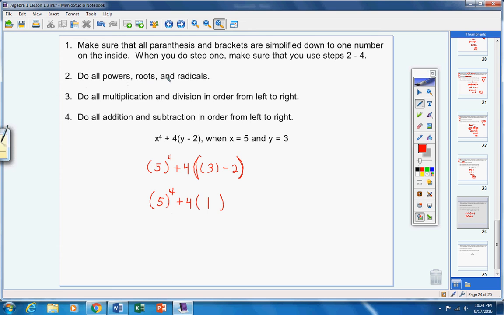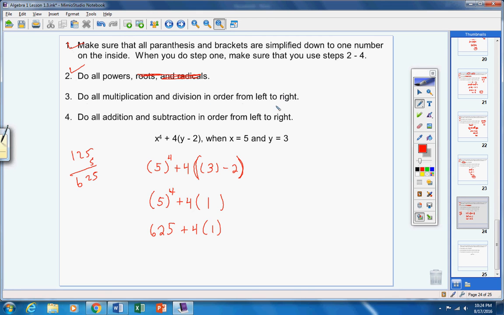Step 2, do all powers, roots, and radicals, and absolute values. We're going to do all exponents. Where's an exponent? Right here, 5 to the 4th power, okay? Let's see, what would that be? 5 times 5 is 25, times 5 is 125, times 5 is 625, I believe. So 5 to the 4th power is 625, okay? And then bring down your positive 4 and your 1. So now that's done. Step 2 is finished.